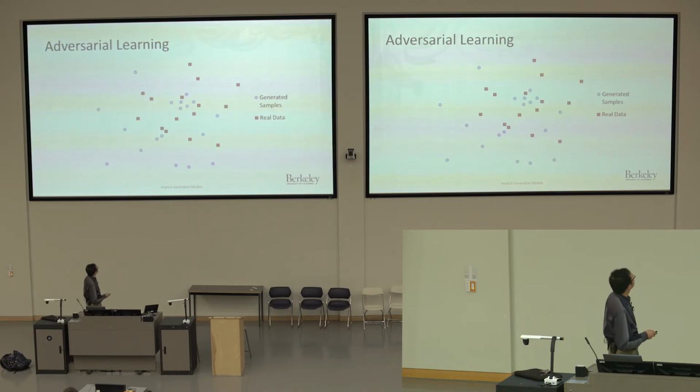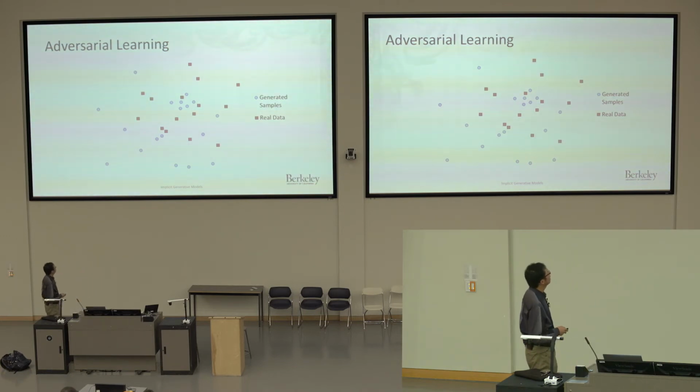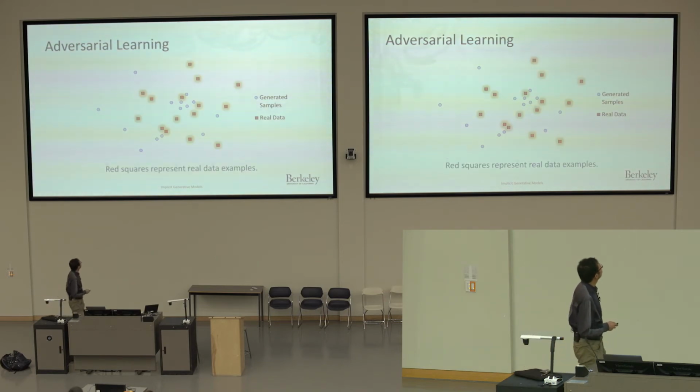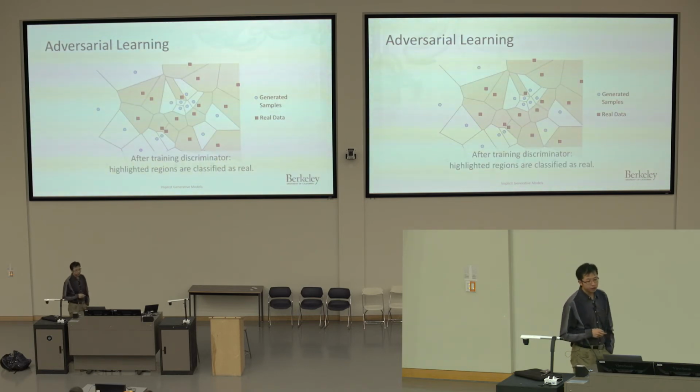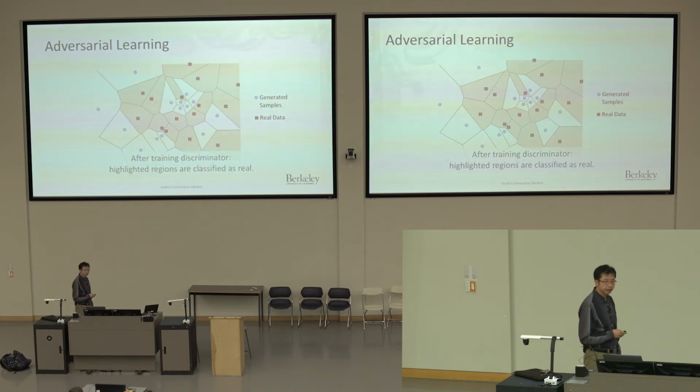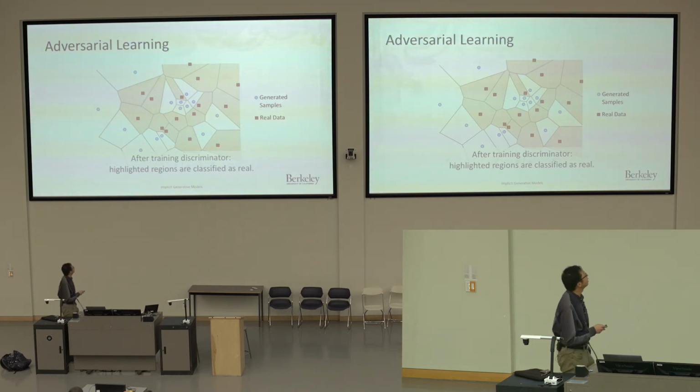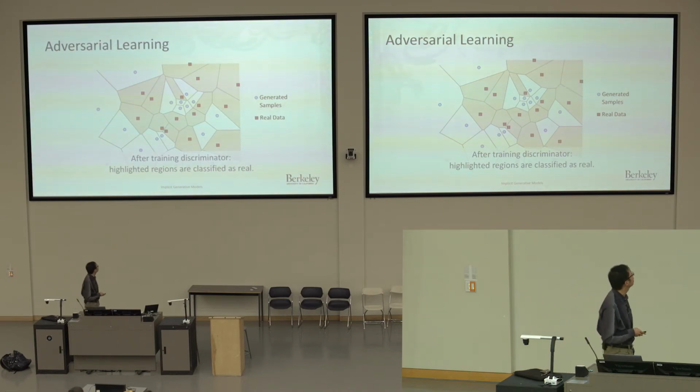Here's a picture of a two-dimensional data set that illustrates how GAN training works. The red squares are the real data examples. The blue circles are the generated samples. In the first step, we train the discriminator. For simplicity, I'm showing a one nearest neighbor classifier, which has this decision boundary here. The yellow regions are where the discriminator thinks things are real, and the white regions are where it thinks things are fake.